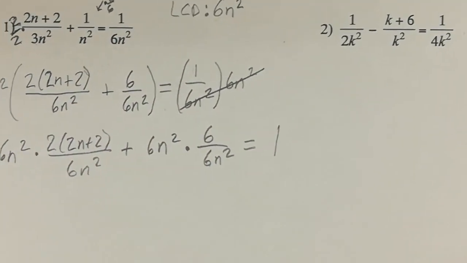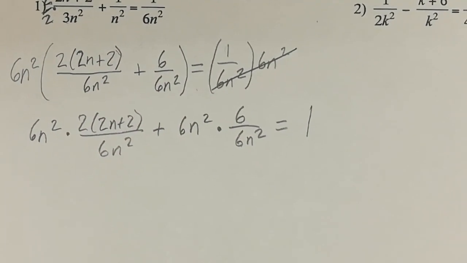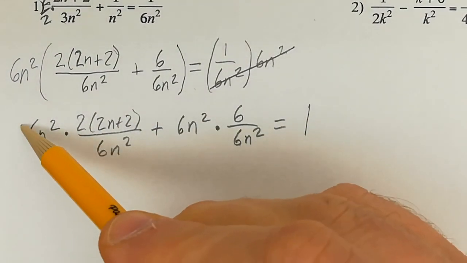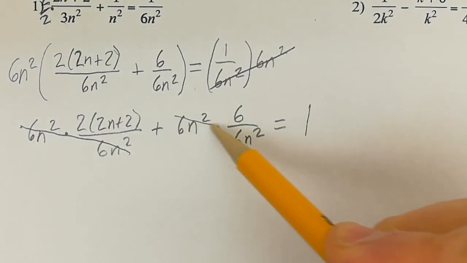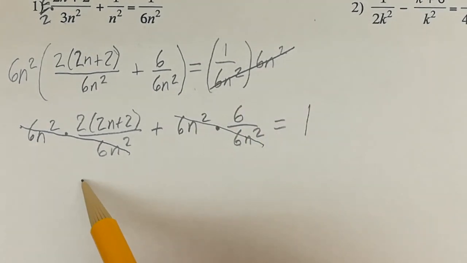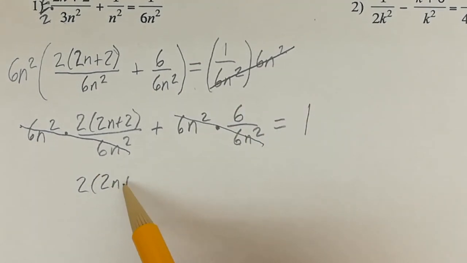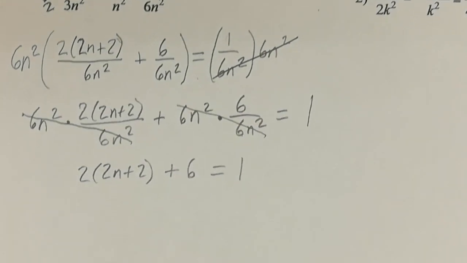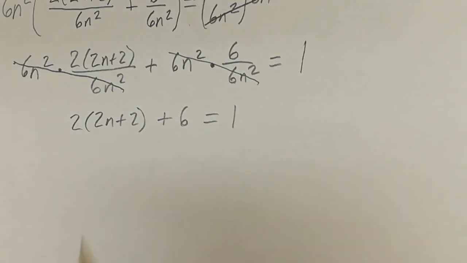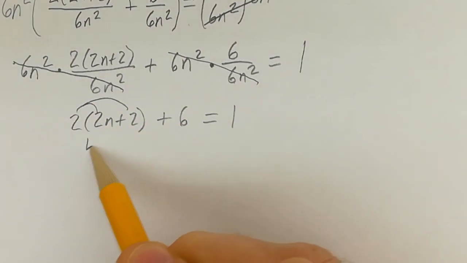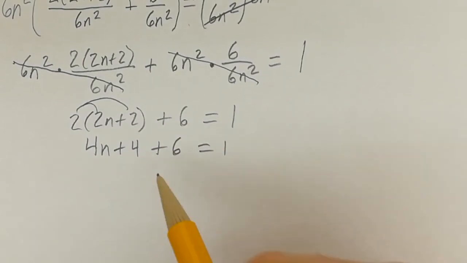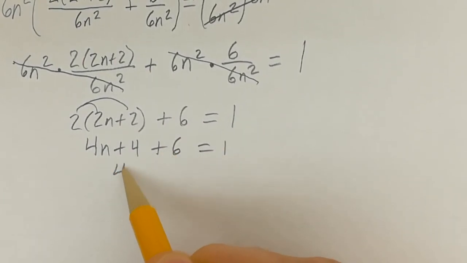We have variables in our denominators and in what we're multiplying, but that's okay. So these are going to cancel out. Those are going to cancel out. And now we just have 2 times 2n plus 2 plus 6 equals 1. All right, a lot easier to deal with, no fractions. And then we would distribute here. We'll get 4n plus 4 plus 6 equals 1. Add those up and we get 10.